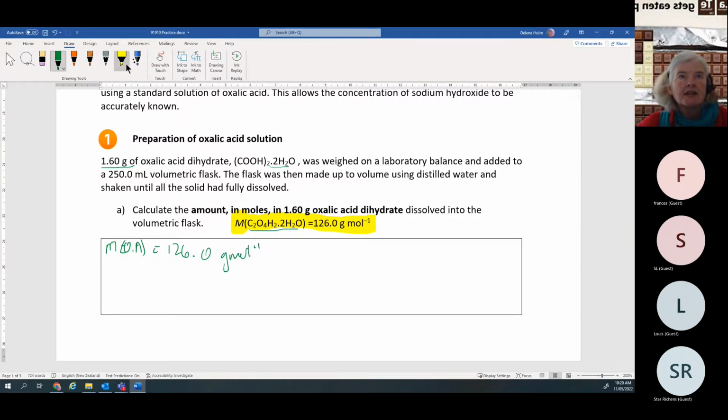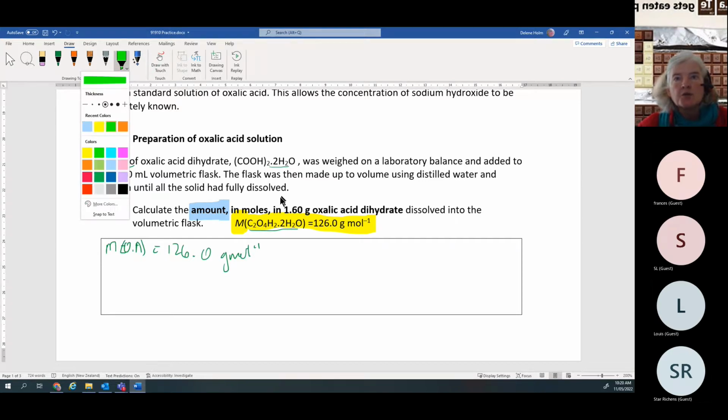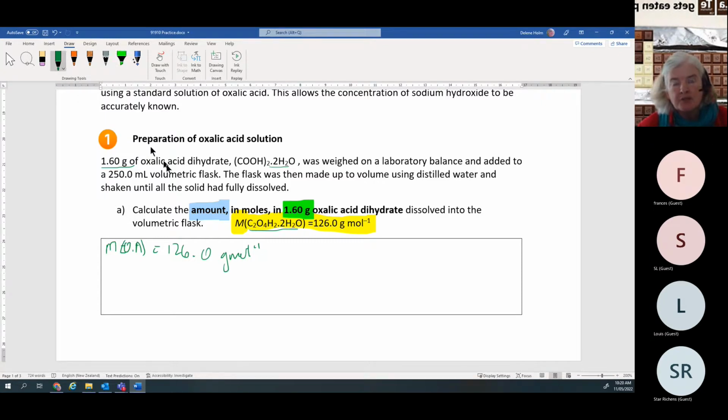Now you look at what else are we given. So we need to calculate the amount. And we are also given a number over there. So hopefully, from what we said before, amount we will know is n. So n for oxalic acid is what we need to calculate. And hopefully when you see that g, you will know this is mass. So we know the mass of oxalic acid is 1.6 grams.